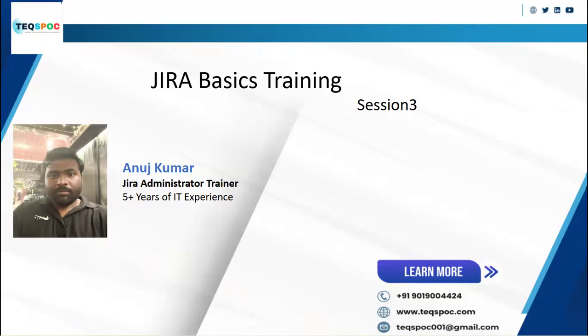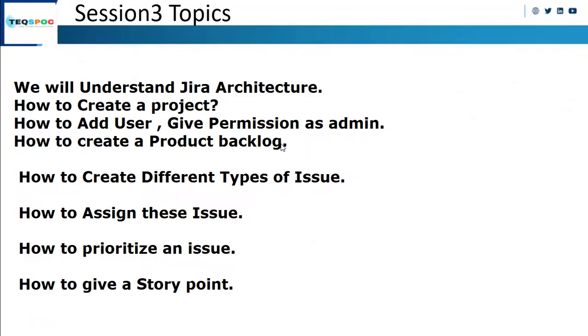In the previous session, we went through all the important terms and terminology in Agile. Now, in Session 3, we will cover the following topics: we will understand the Jira architecture, how to create the project, how to add the user, give the permission as an admin, how to create the product backlog, how to create the different types of issues, how to assign these issues, how to prioritize an issue, how to give a story point. Okay. So this we will cover in Session 3.